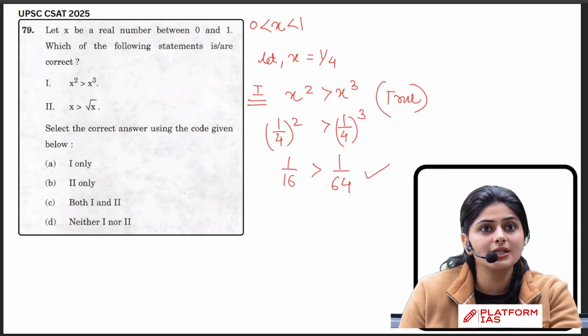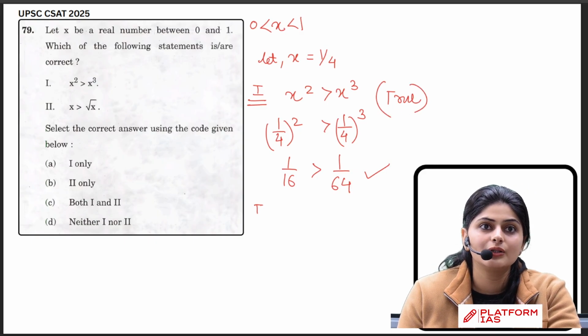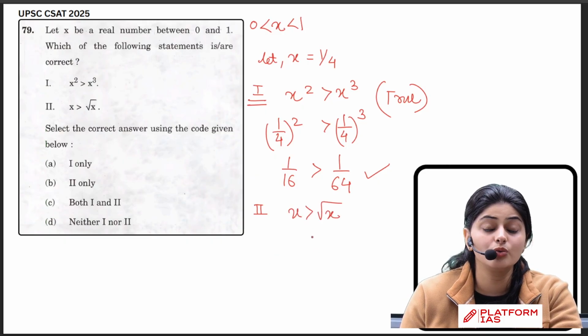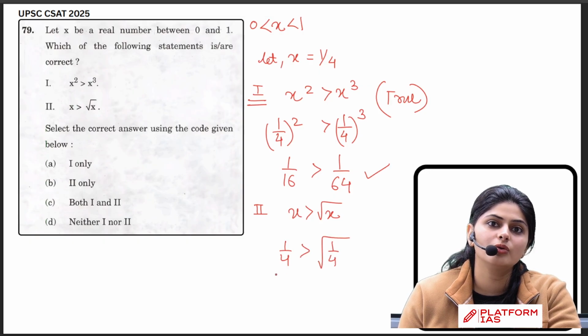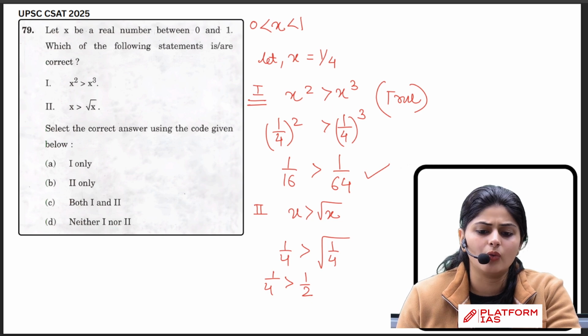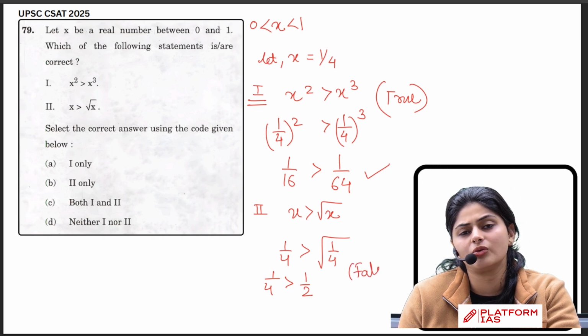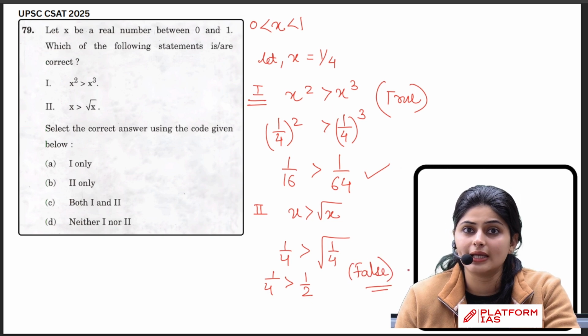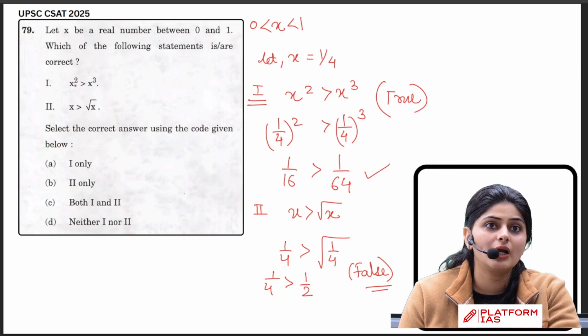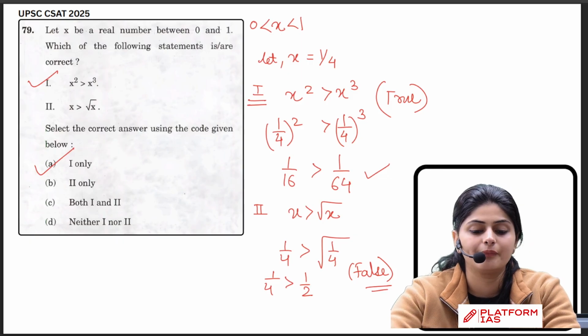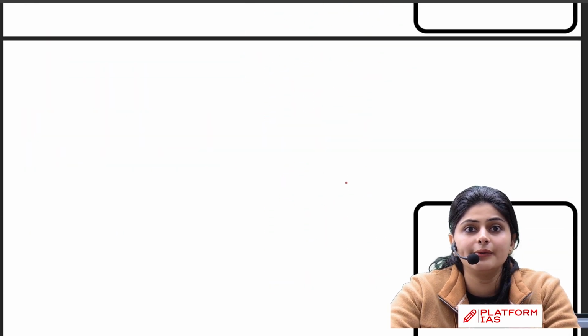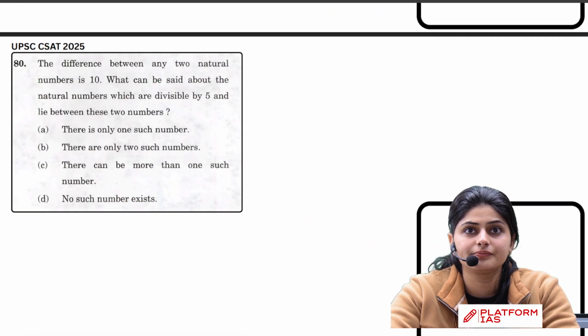This statement is true. Now, the second one is x is greater than root x. x is 1 over 4, is it greater than root of 1 over 4? It will be 1 over 4 greater than 1 over 2. Is it correct? No, it's not correct. It is false. This statement is not correct. So what will be your answer? Only this one is correct. Your answer will be option number A. Clear? Let's move to the next one.